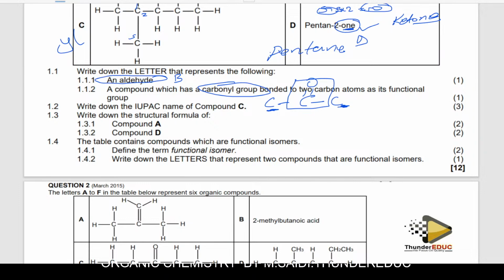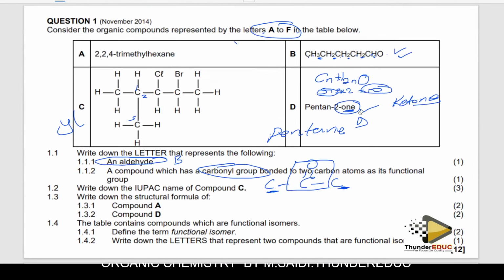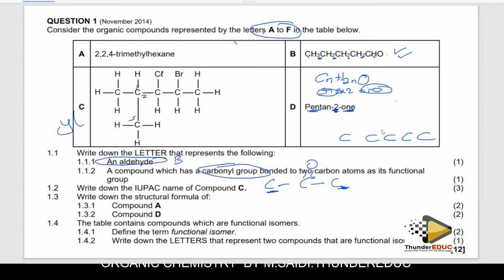It's simple. I can write it here. It's going to be "pent", which means 5. The 2 is the position of the functional group, and "one" means it's a ketone. So it's 5 carbons: 1, 2, 3, 4, 5. The functional group is on carbon atom number 2. If I count from this side or this side, whatever, you put it on carbon atom number 2.